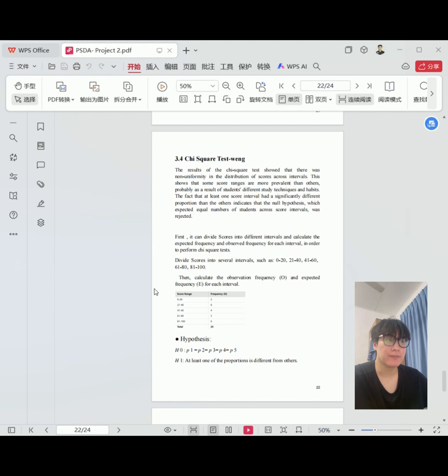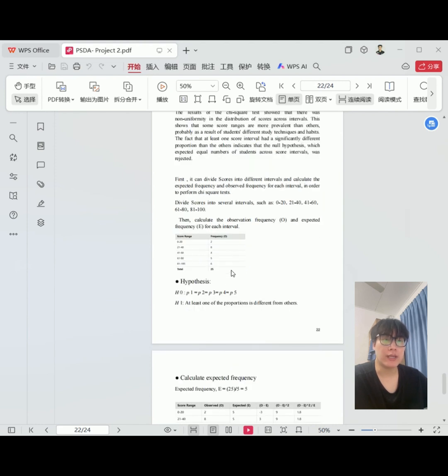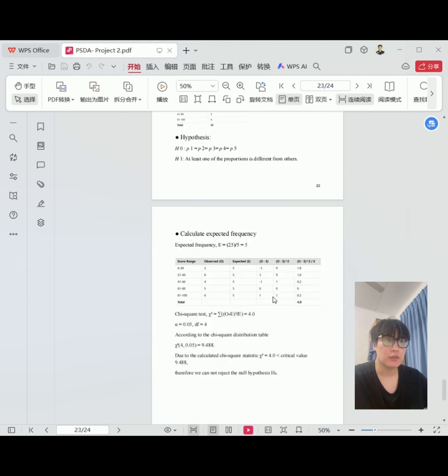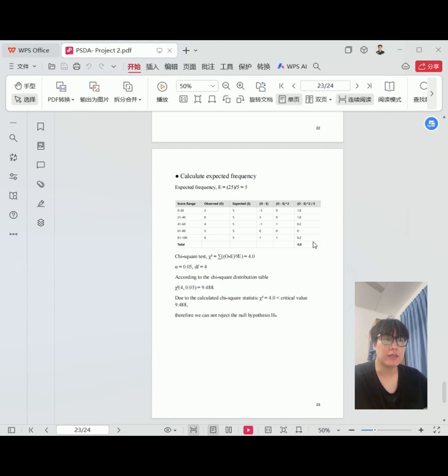So first, we divide the scores into different intervals such as 0 to 20, 21 to 40, 41 to 60, 61 to 80, and 81 to 100. Then we calculate the observed frequency and the expected frequency for each interval, where the expected frequency is equal to the total sample size divided by the number of intervals, so it's equal to 5.